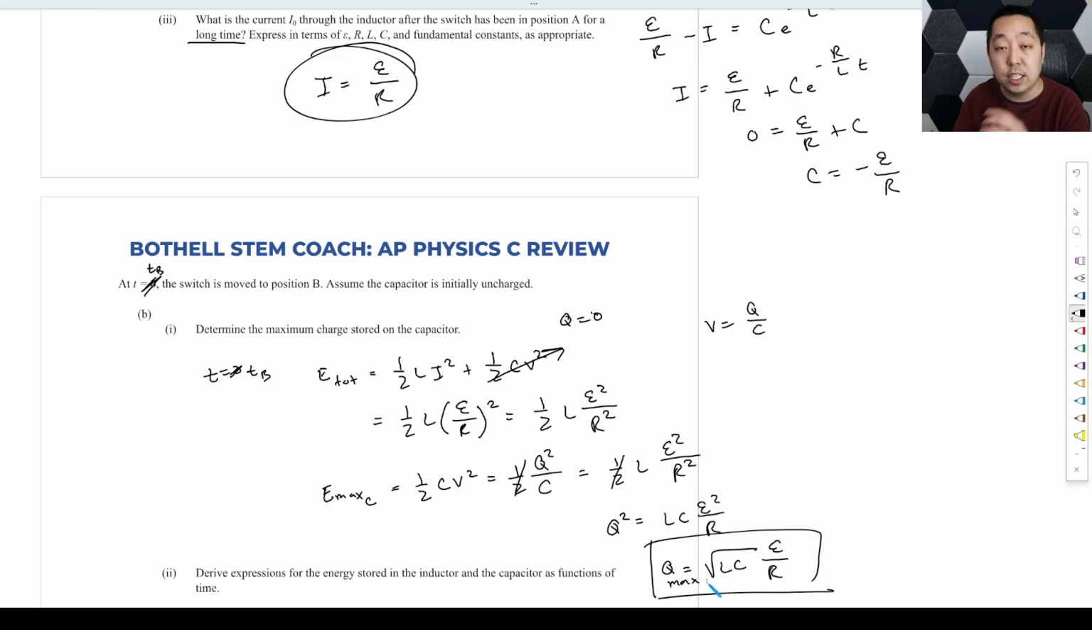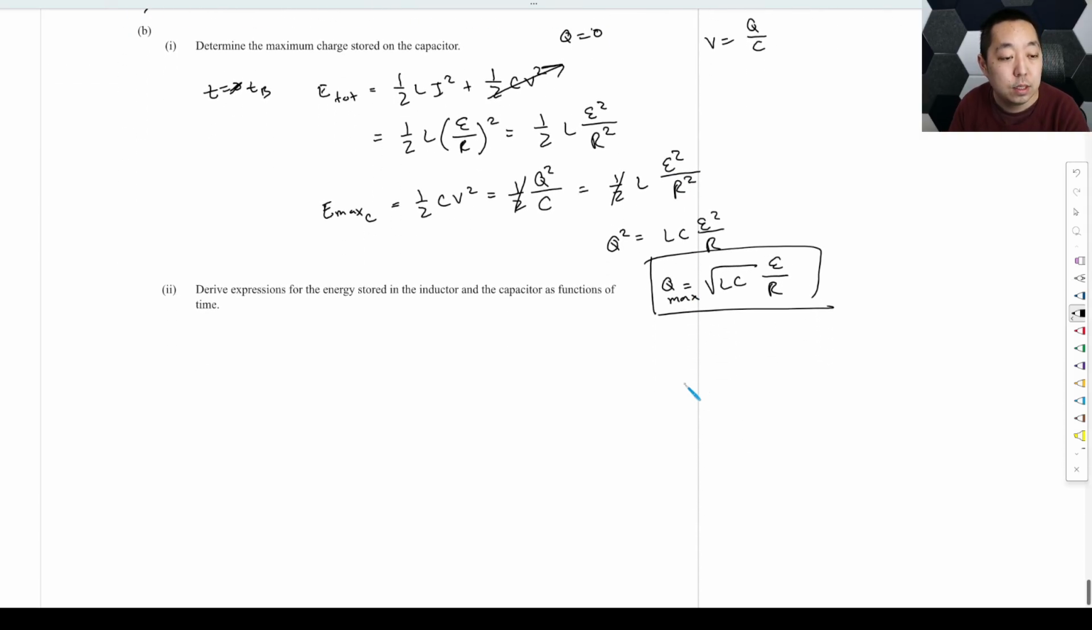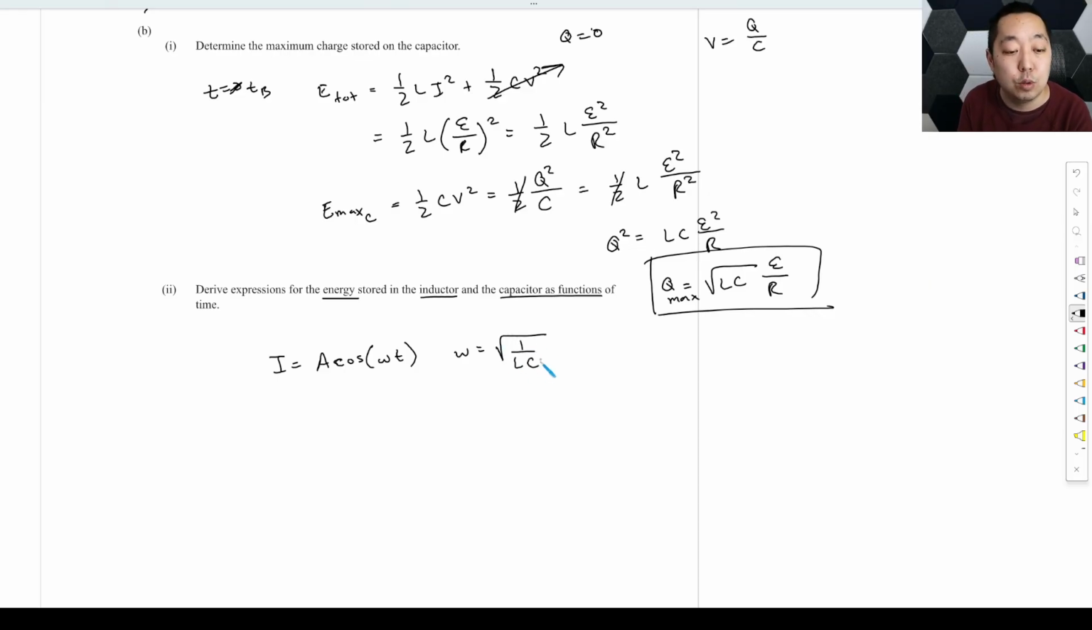Now, it's going to continue to exchange between energy stored in the inductor and energy stored in the capacitor. Now we want expressions for the energy stored in the inductor and the capacitor as functions of time. So remember, what's going to happen on the inductor is the current through the inductor is going to be a sinusoid. It's going to be A cosine of omega t, right? Where omega is going to be square root of 1 over LC. That's what we said about it, it's going to oscillate like that. That's going to be the solution to the differential equation.